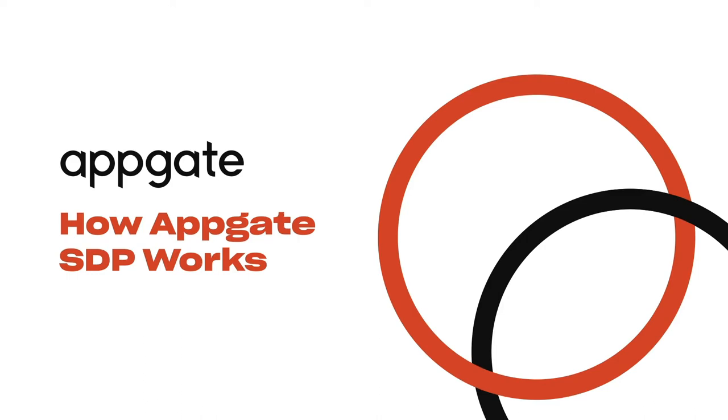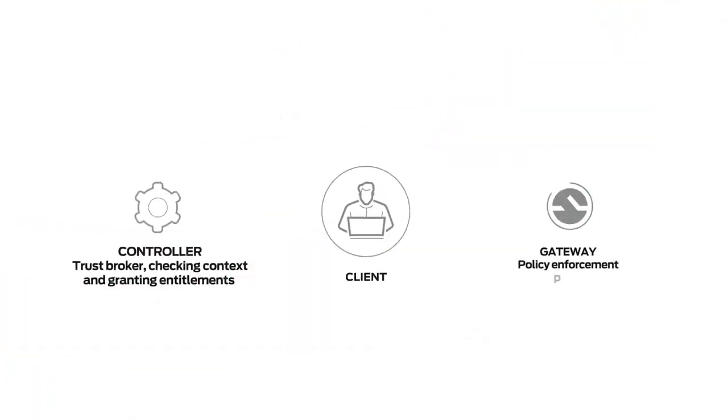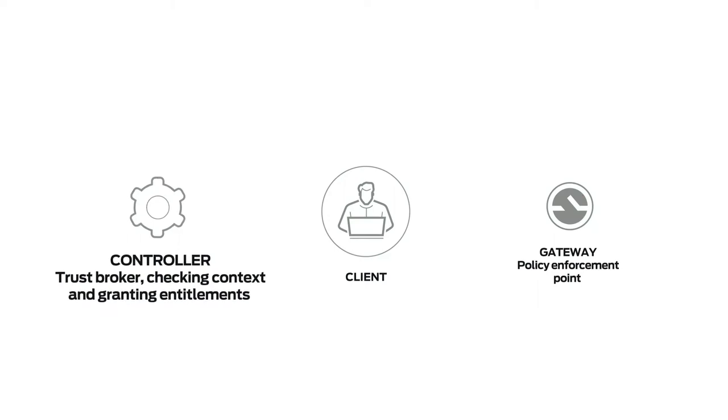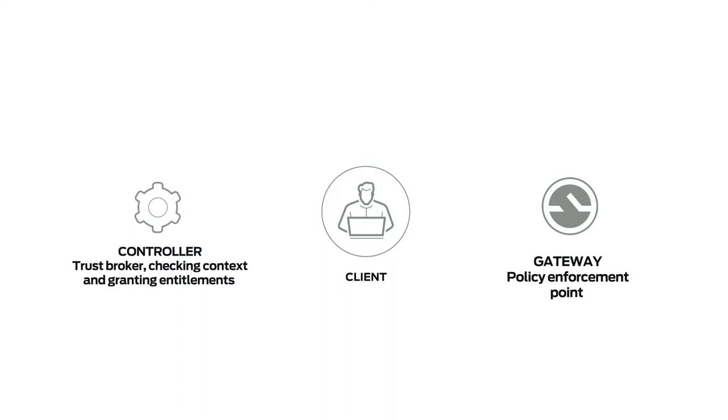The solution is comprised of three components: controller, client, and gateway. The controller is the policy decision point, or essentially the brains of the system acting as a trust broker. The controller checks context and grants entitlements. The gateway is the policy enforcement point, and they are located wherever resources need to be protected.